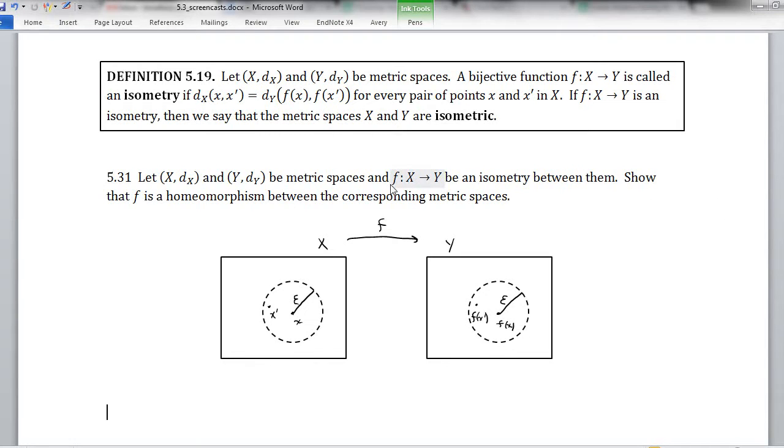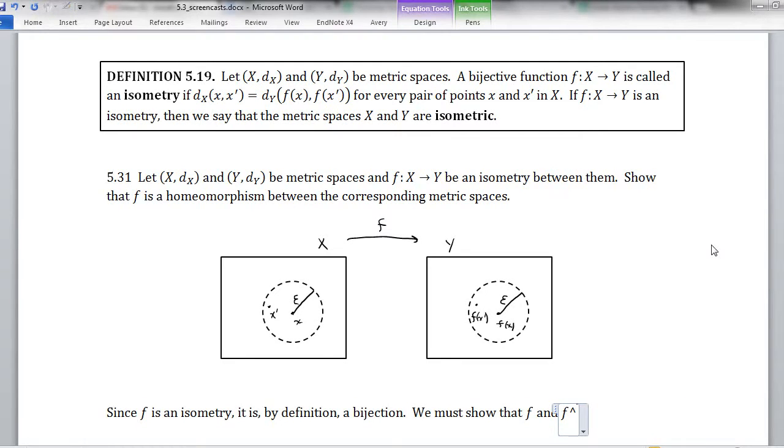We're assuming f is an isometry. We want to prove it's a homeomorphism. A homeomorphism is just a bijection for which f and f inverse are both continuous. So the first part's easy, since f is an isometry, it is by definition a bijection. So it remains to show that f and f inverse are continuous.